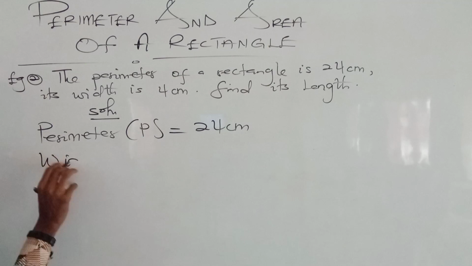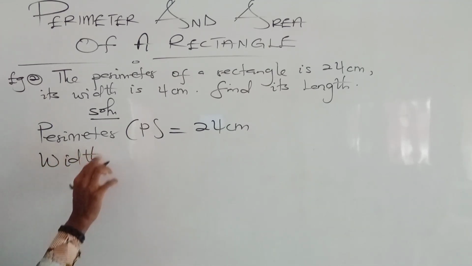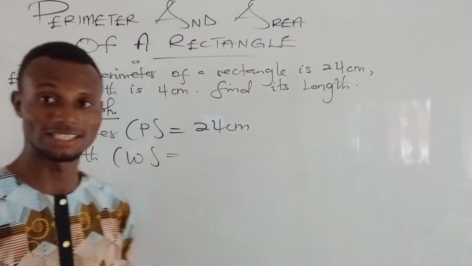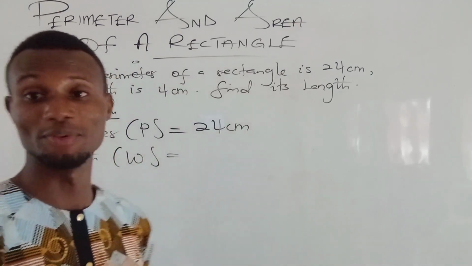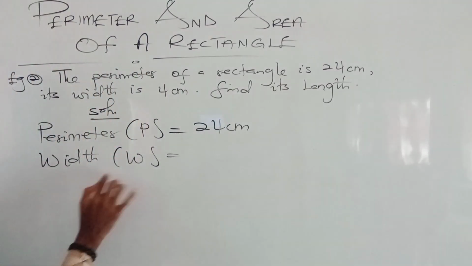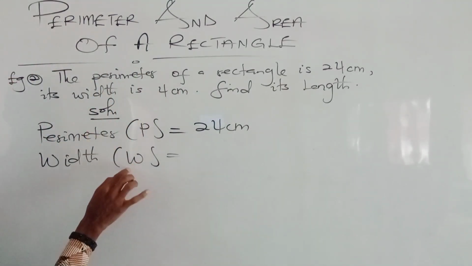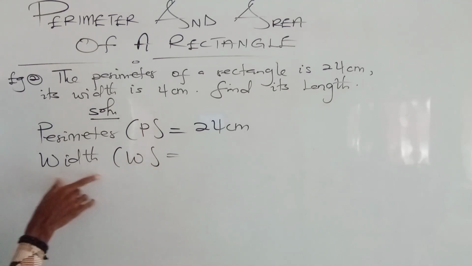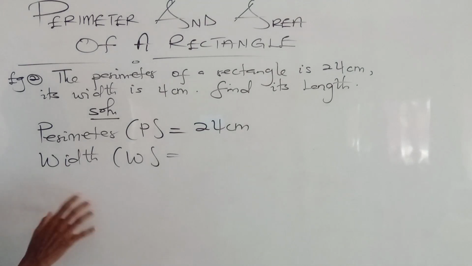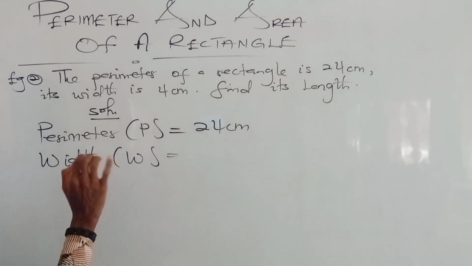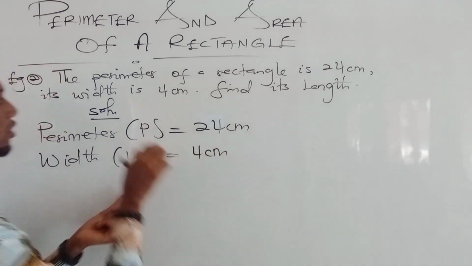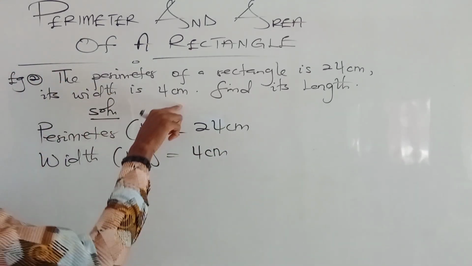So you write your width. And again, please write the width in full. Don't write only W, because if you write only W, W can represent a lot of things. So write width info into bracket W. In that way, the W is being defined, so that we know that the W here represents the width. So you write the width info into bracket W equals 4 centimeters, because it says its width is 4 centimeters.